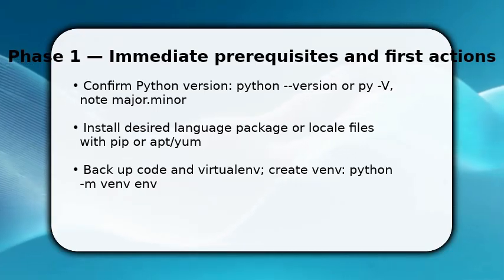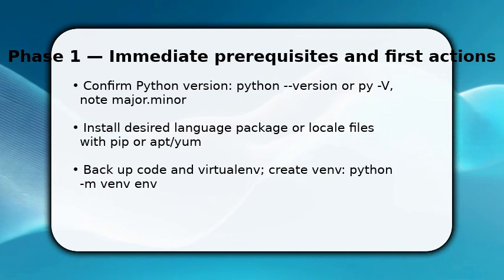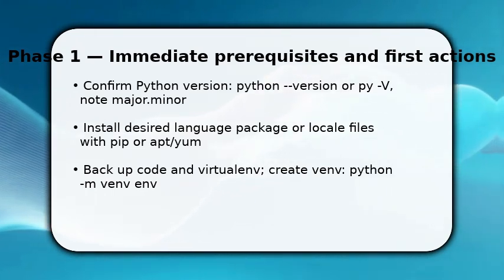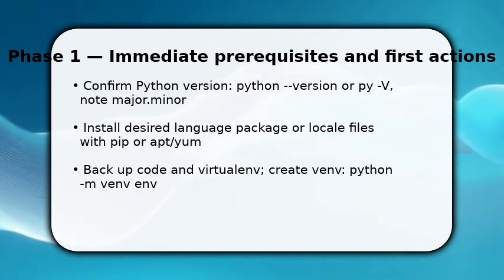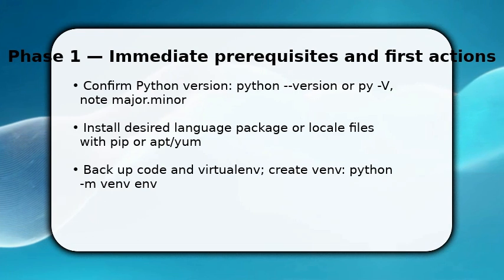You start by verifying prerequisites and taking immediate action. First, check the Python version so you know compatibility. Run python --version. Next, install the target language support, either a localization package or system locales, using pip or your OS package manager. Create and activate a virtual environment to isolate changes. Make a quick backup of your project.